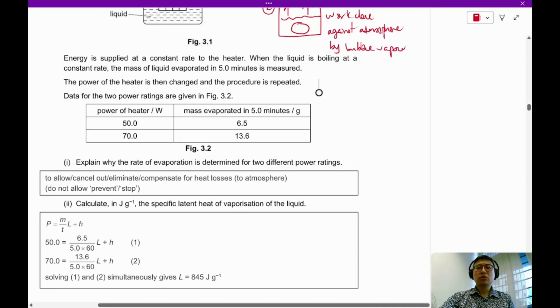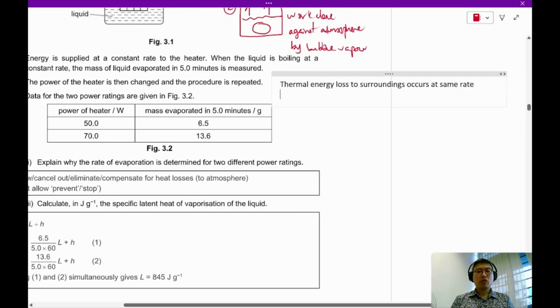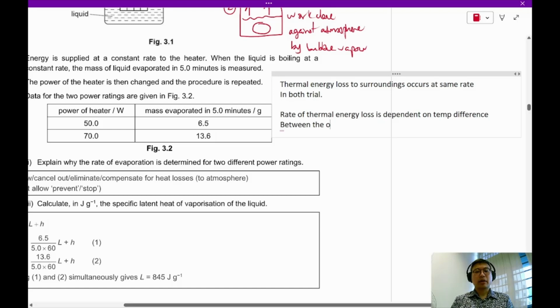Now, why do you do this experiment twice? That's because there is thermal energy loss to the surroundings. What happens is that the thermal energy loss to the surroundings occurs at the same rate in both experiments. How come? Why does thermal energy loss to the surroundings occur at the same rate in both trials? That's because the rate of thermal energy transfer is dependent not only on the temperature difference between the object and the surroundings.